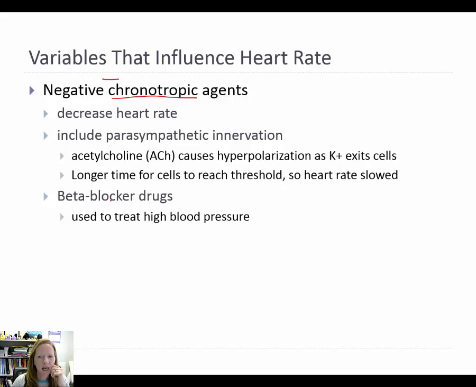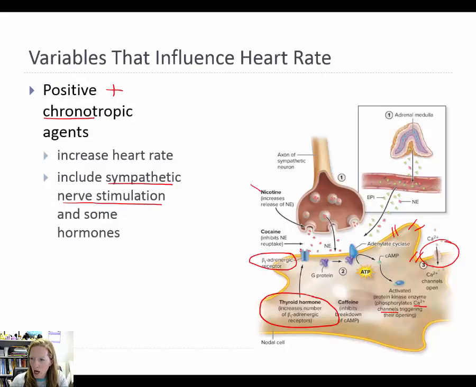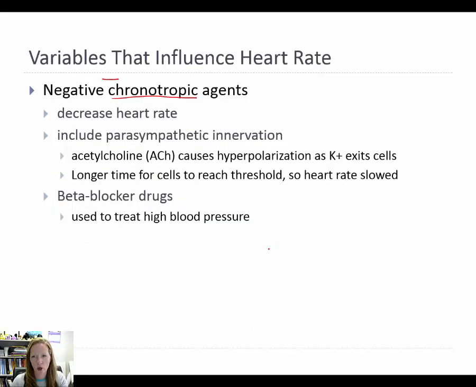And then beta blockers. Remember I told you, hey, remember that beta receptor. It's because there are some drugs called beta blocker drugs that go in, block this. So if these can't bind, then that means that heart rate is actually going to slow down. And this is a really good way to treat high blood pressure. So we will be taking a look at high blood pressure in the next chapter.